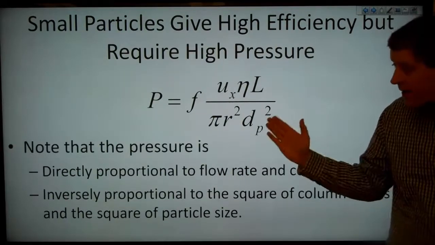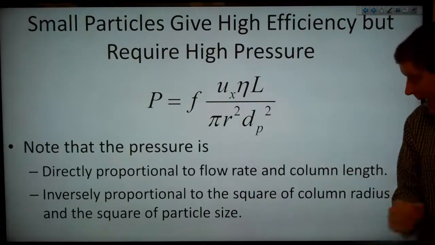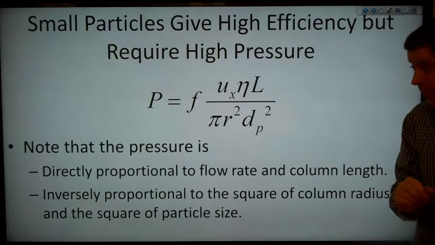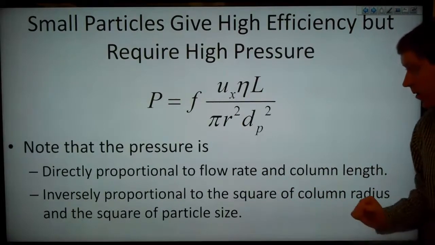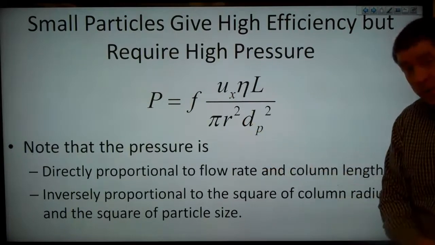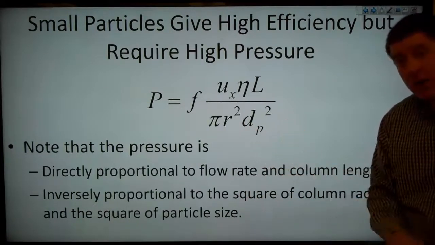So note that the pressure is directly proportional to the flow rate, Ux here, and the column length, L, and it's inversely proportional to the square of the column radius, r squared, and the square of the particle size, so dP squared.